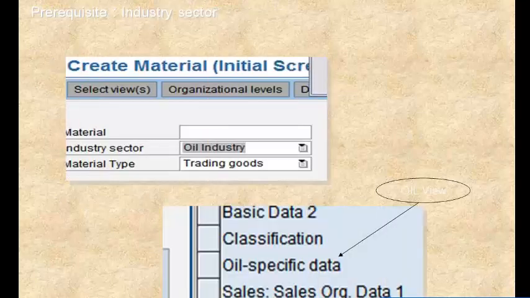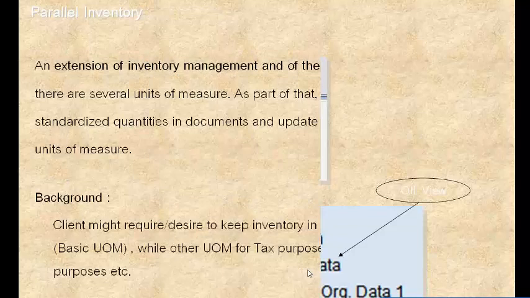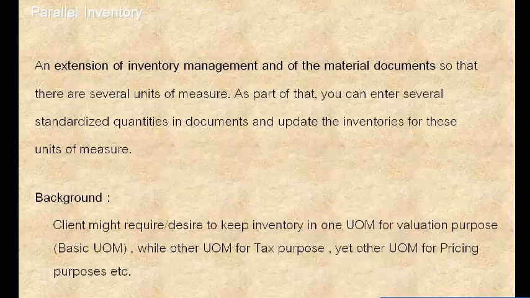After discussing everything on this topic, UCI, I will tell how it works by taking one example. Okay. See, if you are creating any material master data, the industry sector would be oil industry, and the material type would be trading, so that we will have the oil view like this. First thing, an extension of inventory management of the material document, several unit of measures. So we'll keep the parallel inventory. That is called parallel inventory. We are keeping the stock in several unit of measures. As part of that, you can enter several standardized quantities in your documents like post goods issue or post goods receipt.